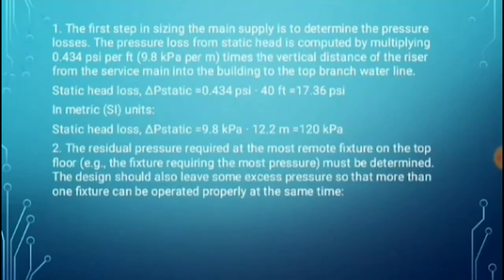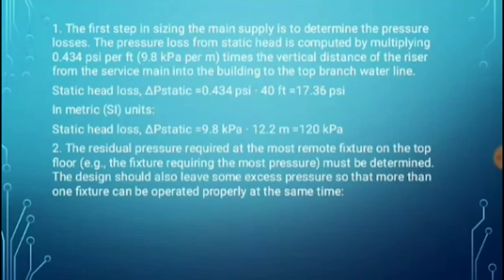The first step in sizing the main supply is to determine the pressure losses. The pressure loss from static head is computed by multiplying 0.434 psi per foot, or 9.8 kilopascals per meter, times the vertical distance of the riser from the service main into the building to the top branch water line. Static head loss, change in pressure static, equals 0.434 psi times 40 feet equals 17.36 psi. In metric units, it equals 9.8 kilopascals times 12.2 meters equals 120 kilopascals.